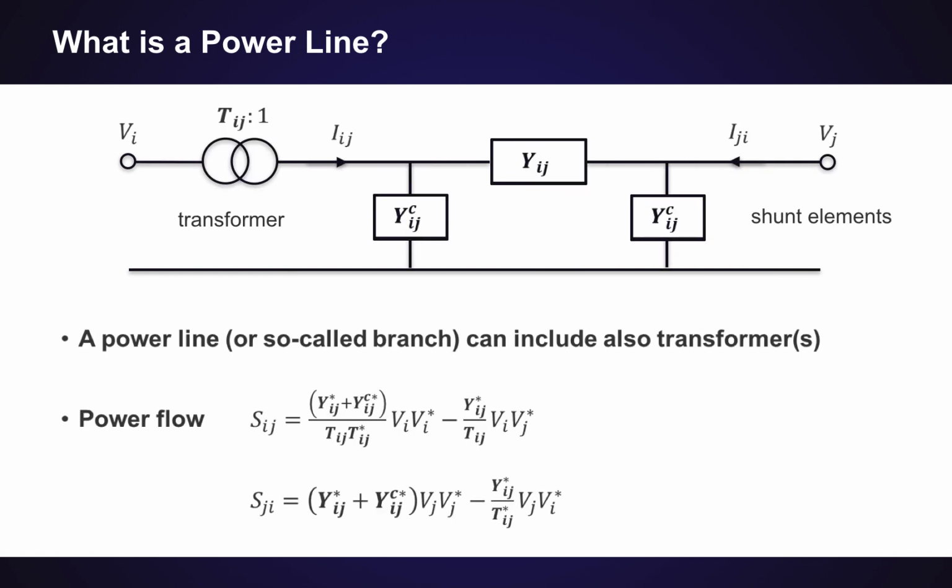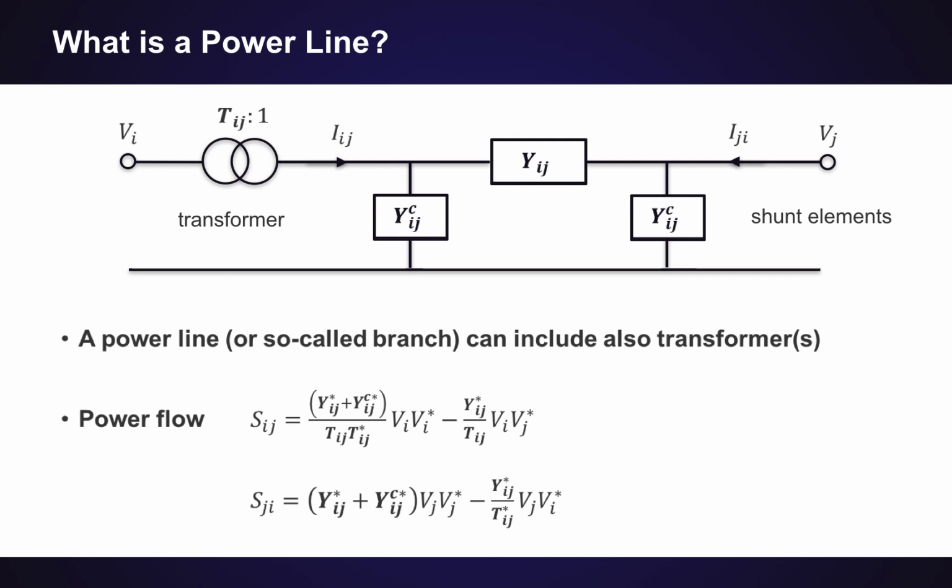An even more realistic model of a power line is a line that can include a transformer. So this is often called a branch rather than a power line. And this transformer represents a change in the voltage from one side of the transformer to the other side. This is used to bring the voltage from a high voltage down to a lower voltage, or the other way around, as power is being injected from one voltage level to the next.